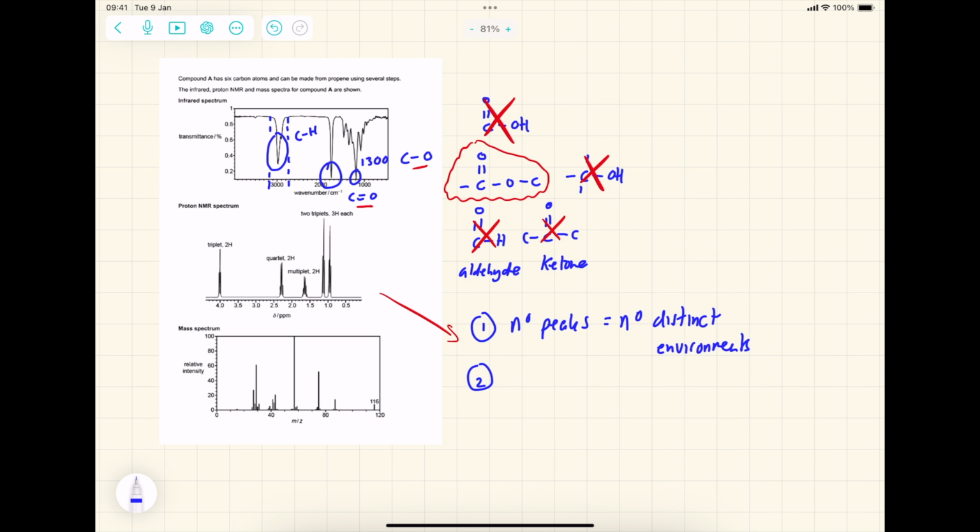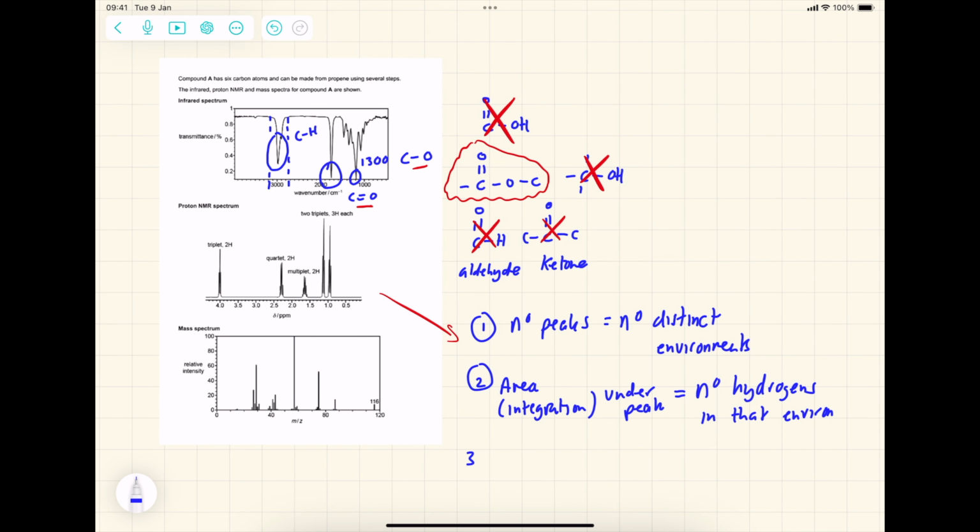Number 2, the area, which is also known as the integration. That word comes from maths, by the way. So the area integration under the peak is equal to the number of hydrogens in that environment.